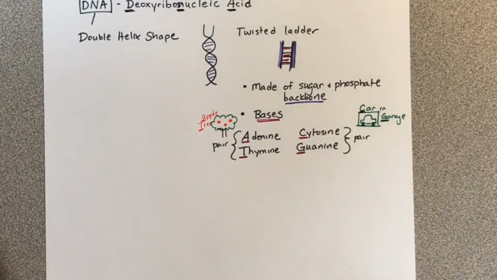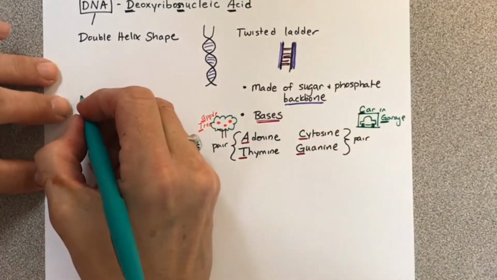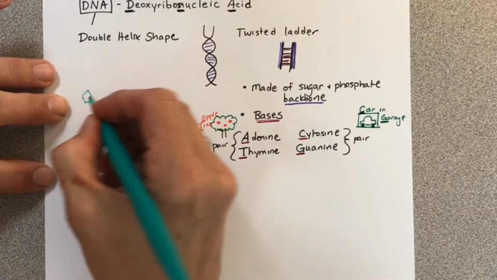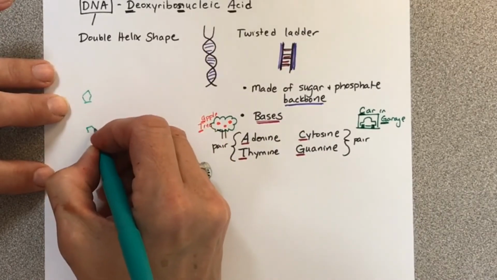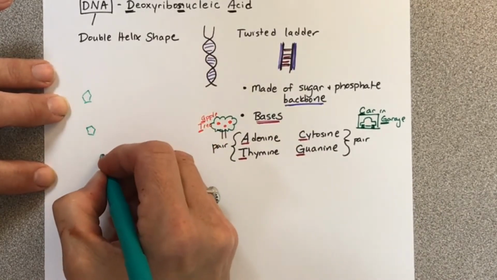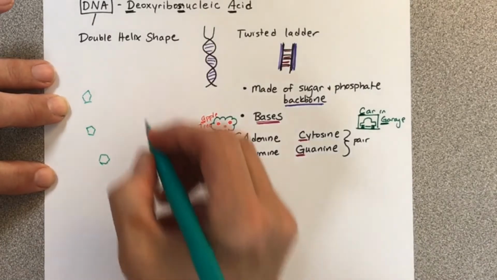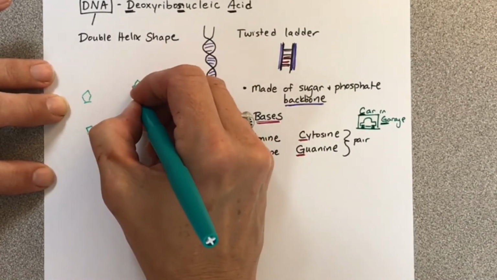Let's look a little bit more closely at the structure of that double helix. Like I said, we have the sugar and phosphate backbone. Sugars are often drawn as little carbon rings. Actually, they should have 6 sides, but I'm just going to draw them here.